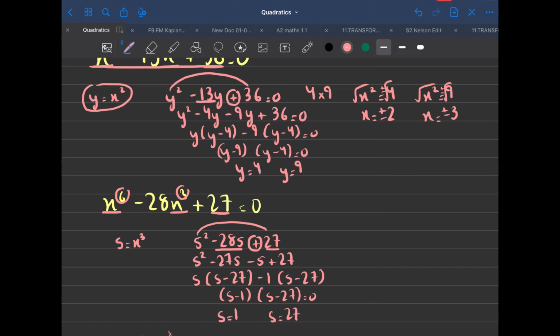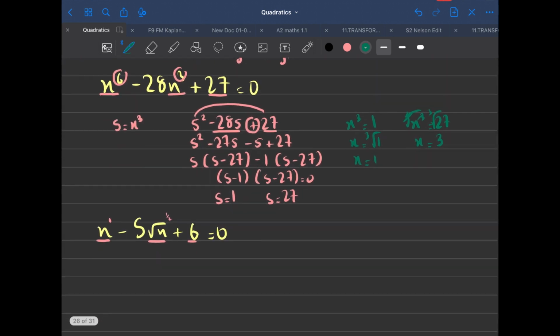So one answer is 27 and the other answer is 1. Now, s was actually what? x cube is equal to 1 and x cube is equal to 27. So if I cube root 1, x will be 1. If I cube root 27, x will be 3. Do you get this? Let's do one more question.